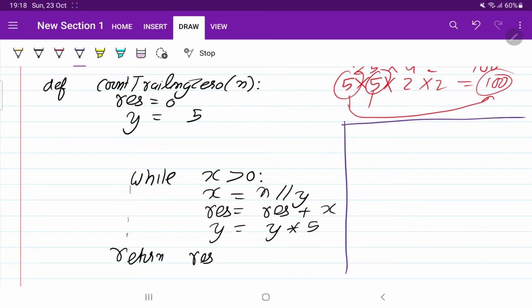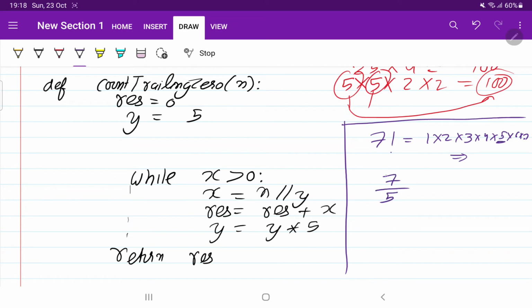Now how are we going to calculate the number of 5s? Let's say the number is 7 first. Let us take a small example. 7 factorial is given to us, so it will be 1 into 2 into 3 into 4 into 5 into 6 into 7. So how many zeros will be there? One 0 will be there, because one 5 is there. So how did we calculate this?